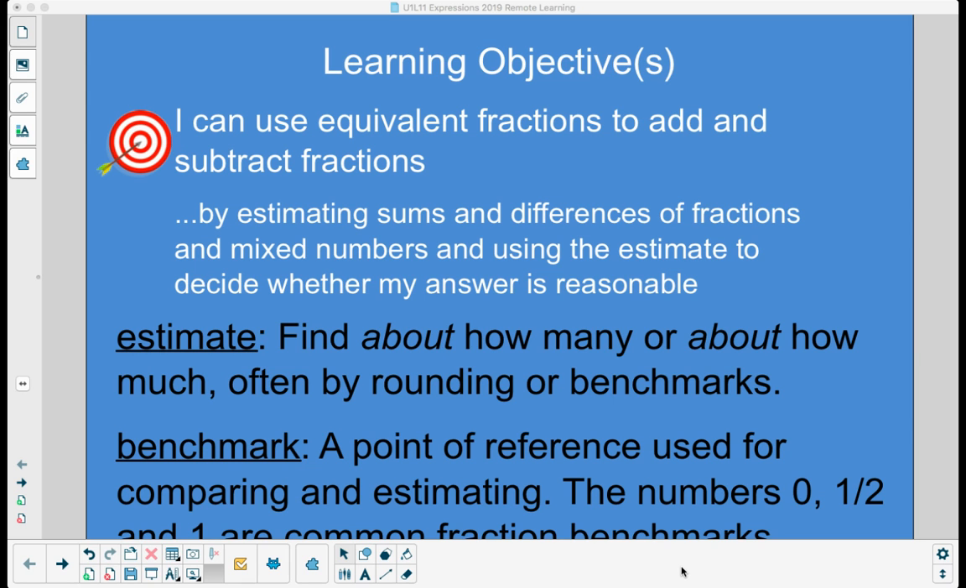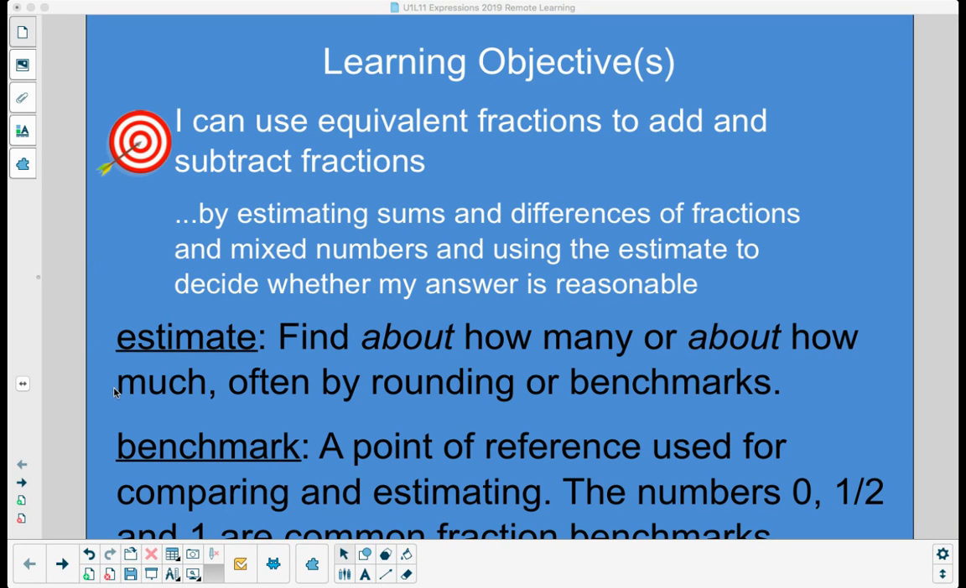Hello, welcome back. This is Unit 1, Lesson 11, Review. We are on our final target goal of I can use equivalent fractions to add and subtract fractions by estimating sums and differences of fractions and mixed numbers and using the estimate to decide whether my answer is reasonable. Good mathematicians always make sure their answer is reasonable. Does it make sense? Is this answer reasonable to what I'm doing? It saves a lot of time and mistakes.